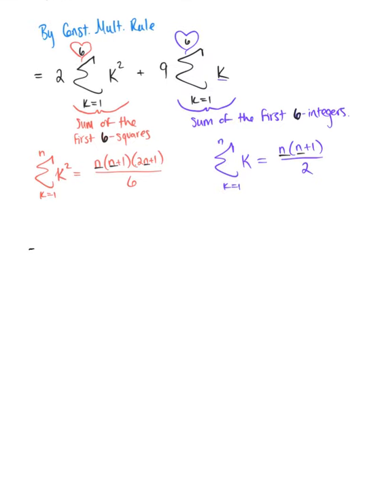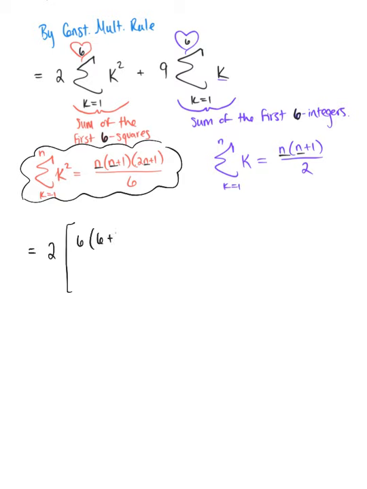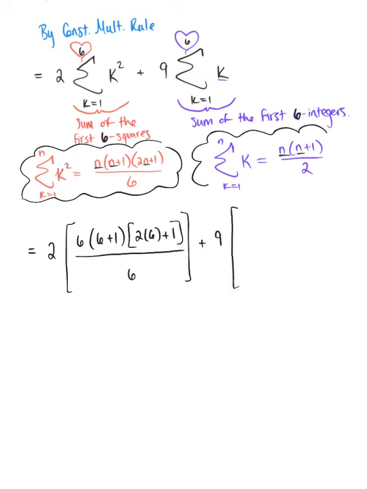All right, so here we go. Our first term, we have 2, and we're applying the sum of the first 6 squares. So this will be 6 multiplied by 6 plus 1 multiplied by 2 times 6 plus 1, and that's all divided by 6, plus 9 multiplied by, and now again we're applying this general formula for the sum of the first 6 integers. So this will be 9 multiplied by 6 times 6 plus 1, all divided by 2.